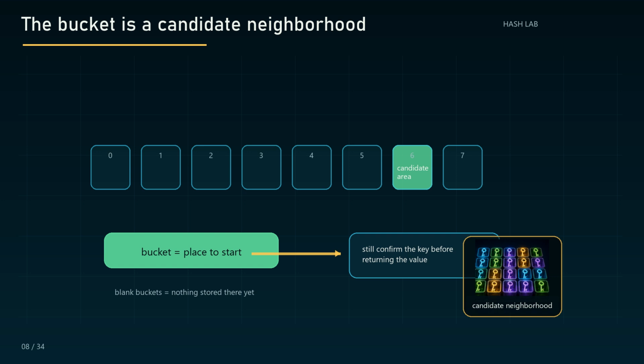This matters: the bucket is not always the final answer. It is the candidate neighborhood. The table says, if this key is stored, it should be around here. Then we check the key inside that neighborhood to confirm the match.